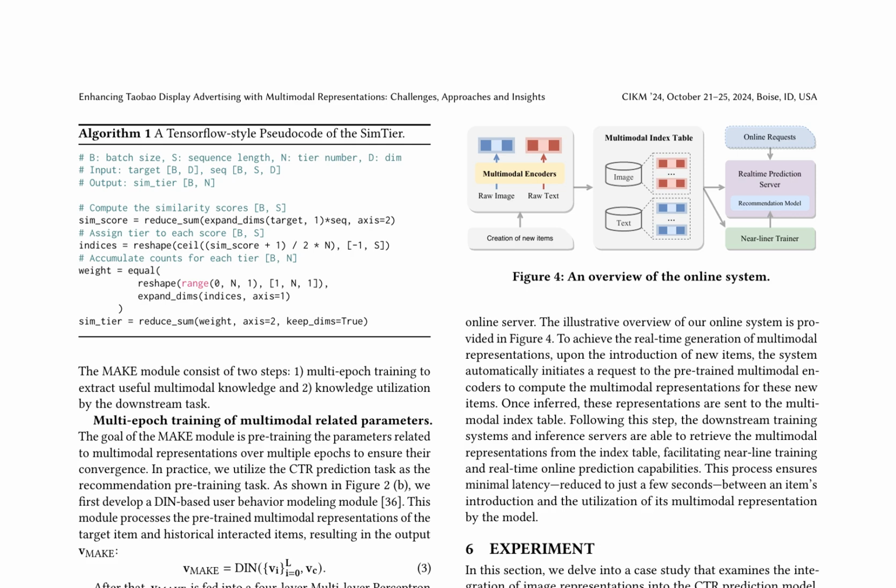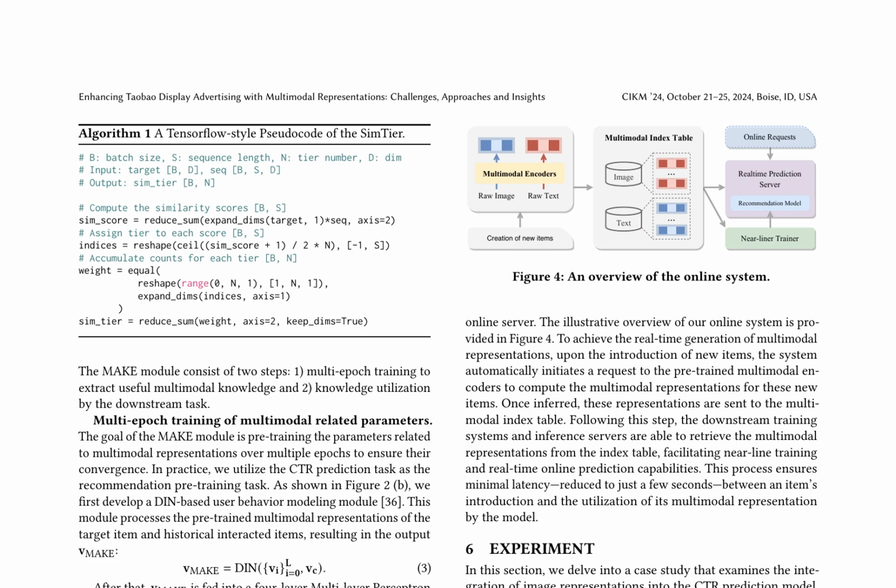and item attributes. The authors also introduce the MAKE module, which consists of two steps: multi-epoch training to extract useful multimodal knowledge and knowledge utilization by the downstream task. This module is trained using the CTR prediction task as the recommendation pre-training task, aiming to refine its parameters via training over multiple epochs and extract knowledge from multimodal representations.